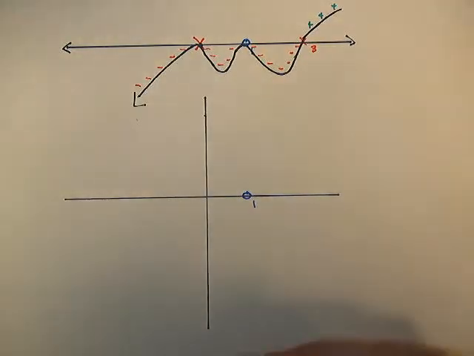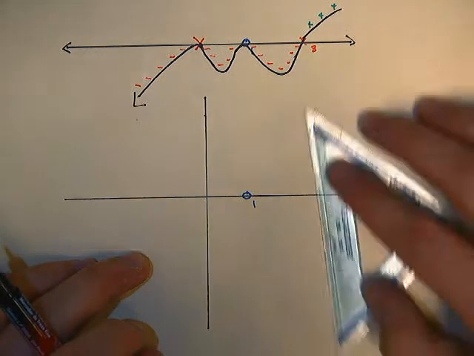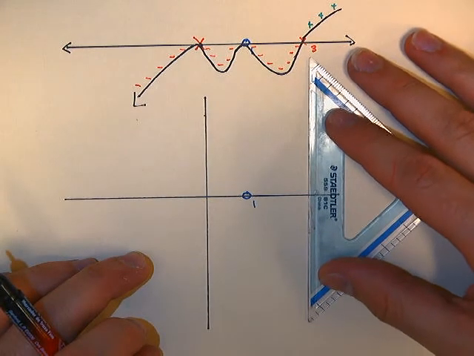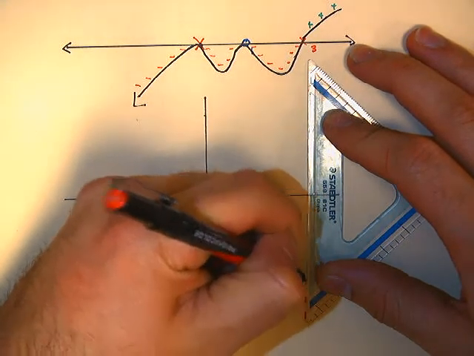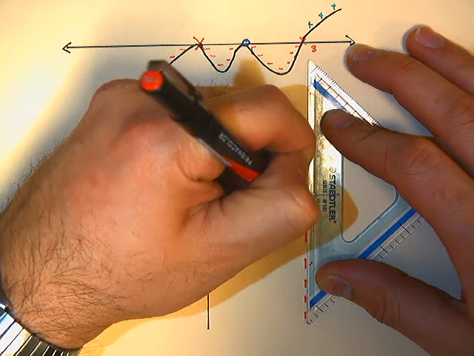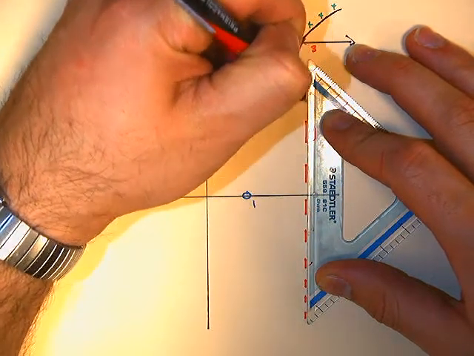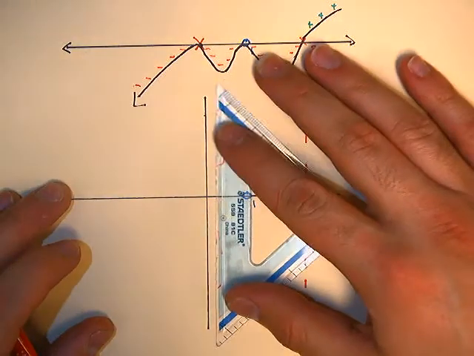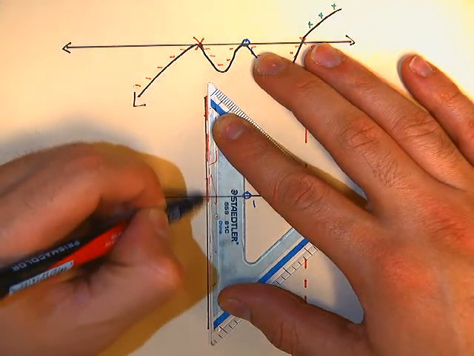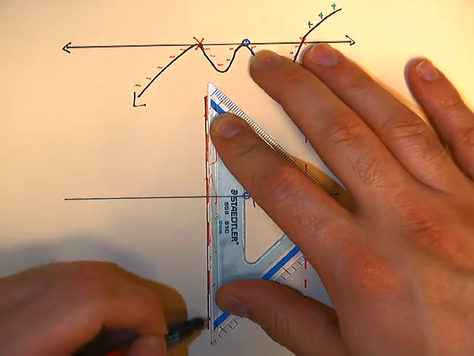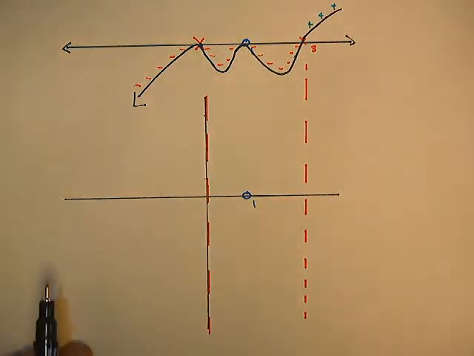I also have a vertical asymptote at x equals 3 and one at x equals 0. So I'm going to try and line these up here just a little bit. You don't have to line them up, but sometimes it helps us see things a little bit clearer. So there is my vertical asymptote number 1, and here comes vertical asymptote number 2. There's vertical asymptote number 2.